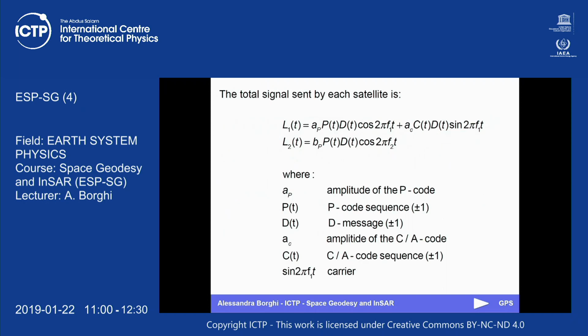So the total signal sent from each satellite, taking into account just L1 and L2: the carrier L1 with this frequency is modulated by the P code and the D message. L2 is modulated by the P code and the message. So it's an electromagnetic wave, and we can represent it like a sinusoidal signal, of course.